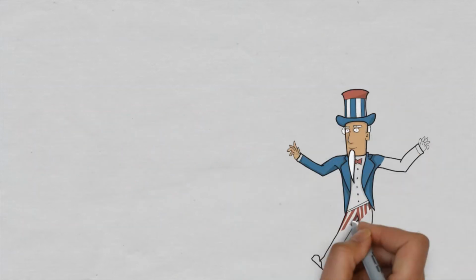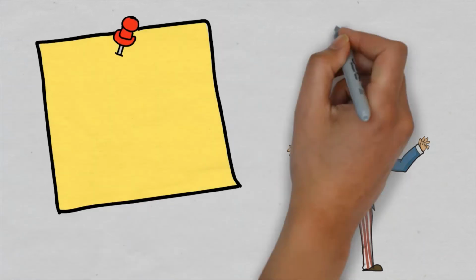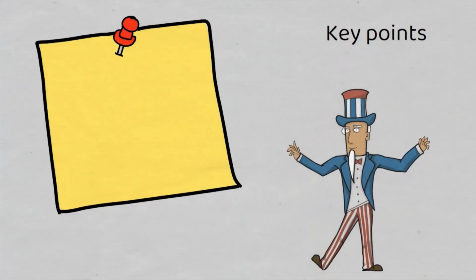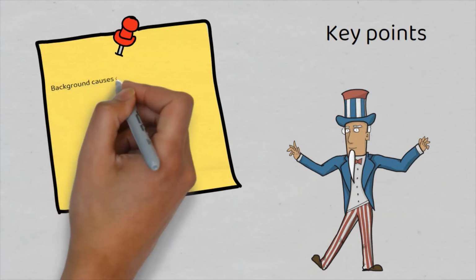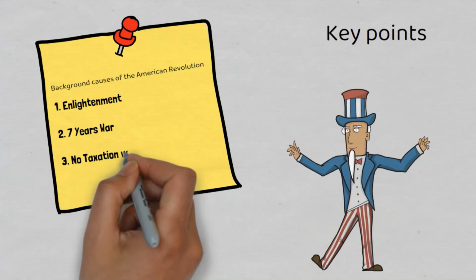So, we went through the four key causes of the American Revolution. They're the key points you learned today. Number 1, Enlightenment. Number 2, the 7 Years' War. Number 3, no taxation without representation. And number 4, trade restrictions.